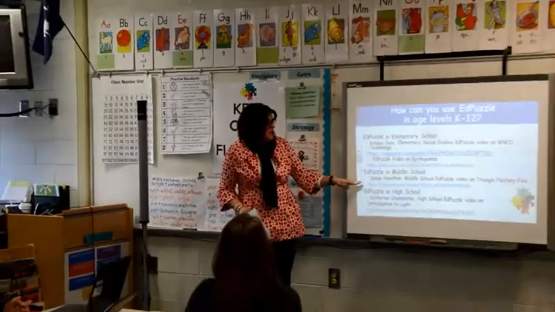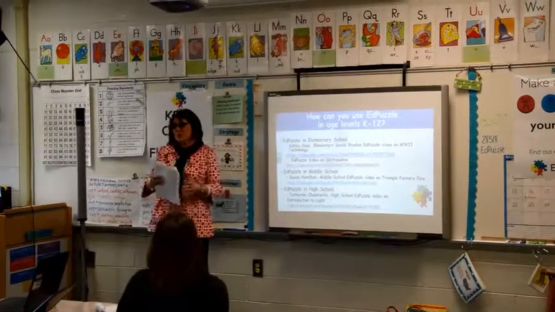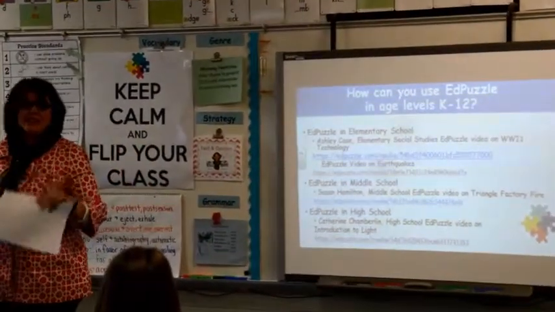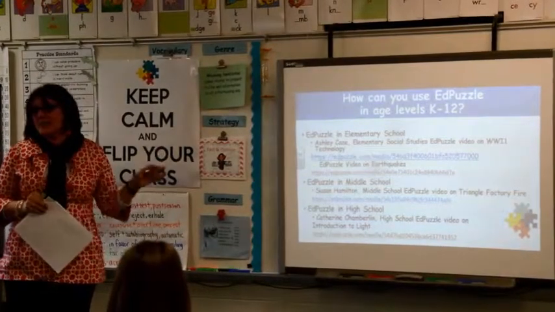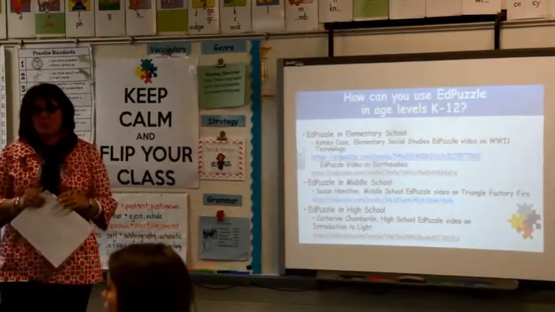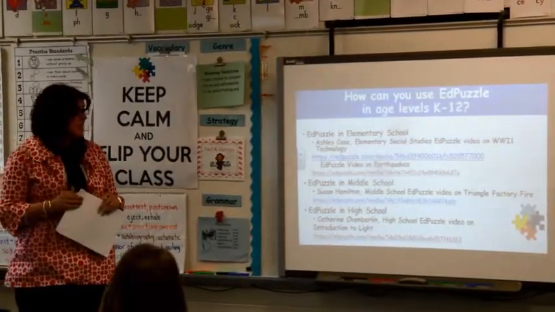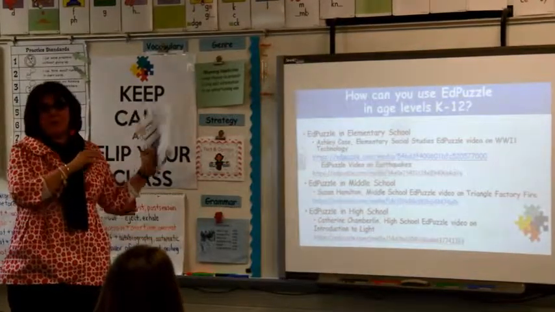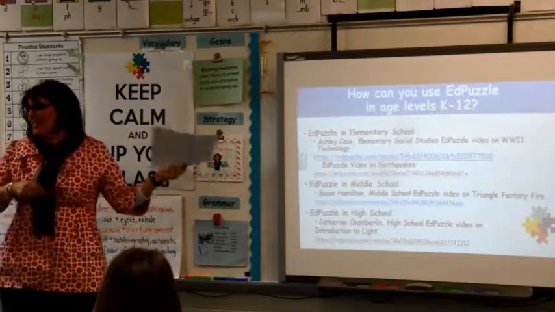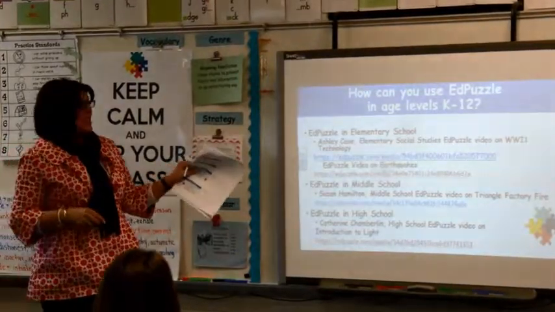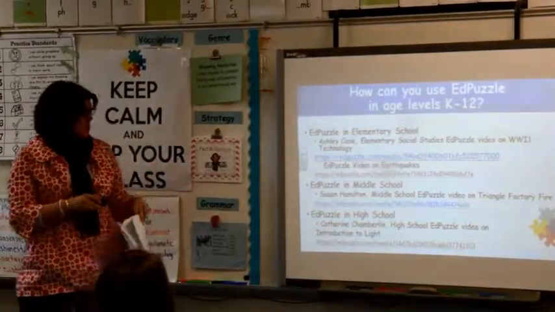The Triangle Factory Fire, which is one of the stories that we have to read in 6th grade and 7th grade. And basically what I did is I embedded quiz questions, multiple choice questions, open-ended questions. And I'm going to show you through this video, after you complete the activity, how you can access the data. And you can use that to differentiate your instruction.